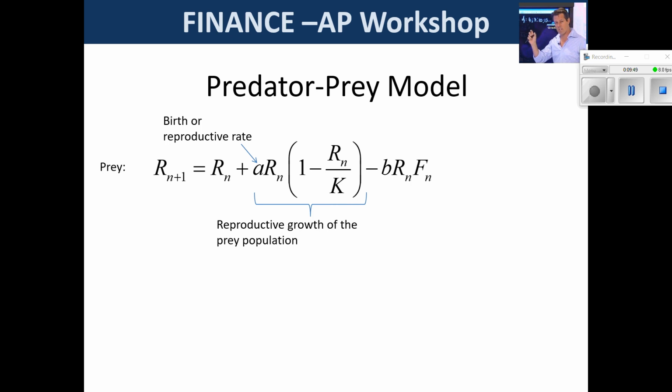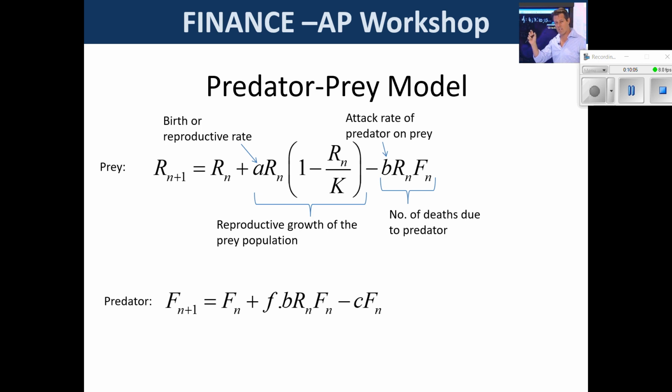So this first part here is the growth. It's the increase in the rabbit population versus the decrease in the rabbit population. And so this total is the number of deaths. We refer to this as the attack rate. B is the attack rate on the prey.